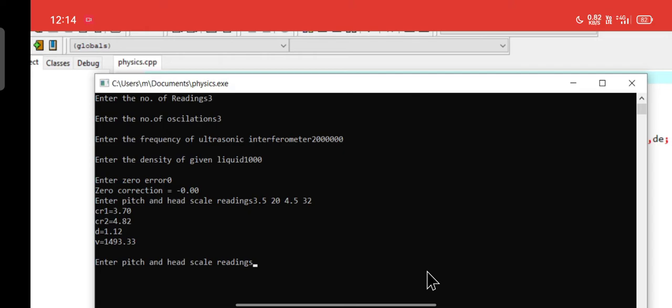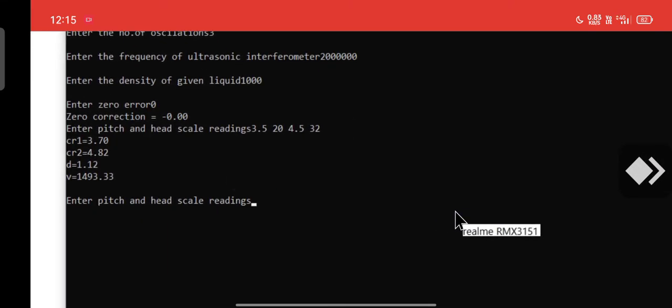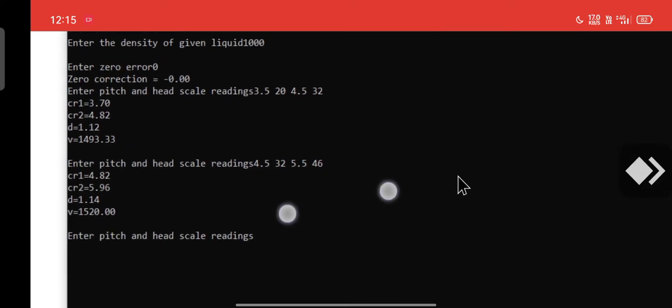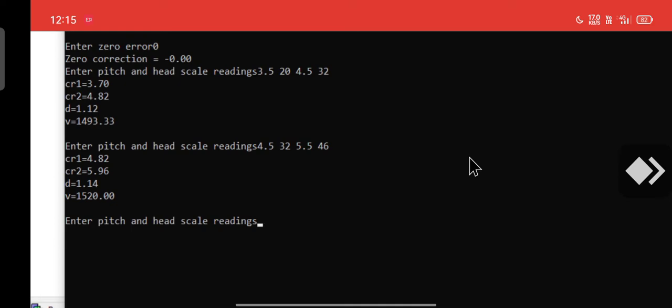From that, D is calculated and printed, and then the velocity is calculated by the formula. So I get the velocity 1493.33 meter per second. Next we should give the second set of values, which is 4.5, 32, 5.5, coincidence is 46. Next I get the second set of output for the given values.